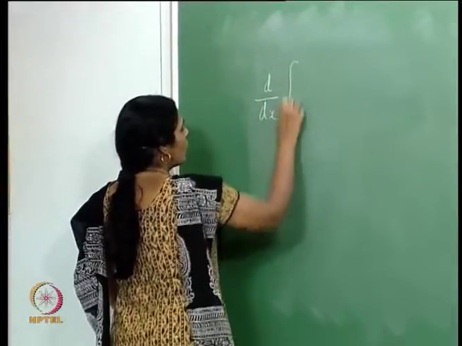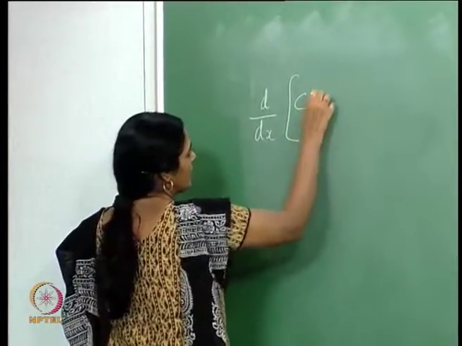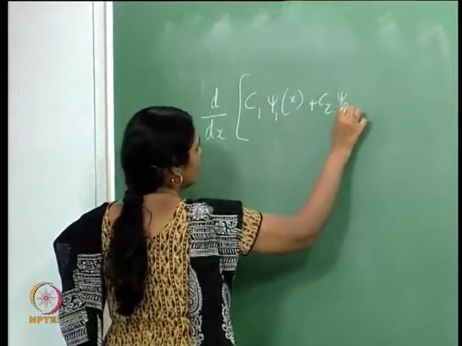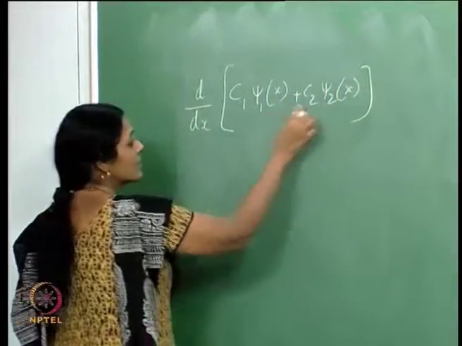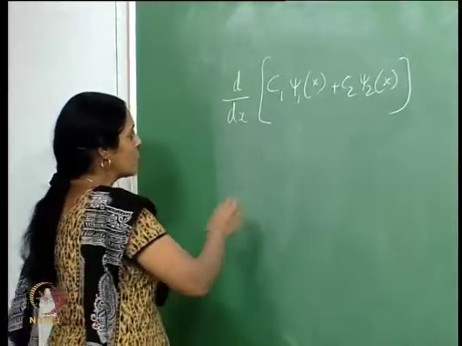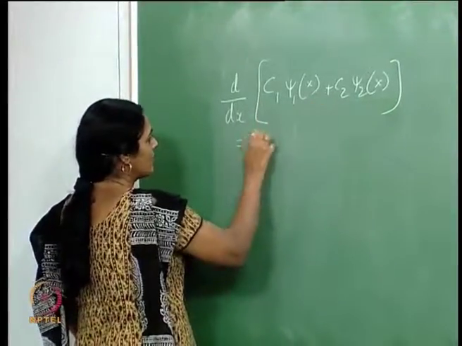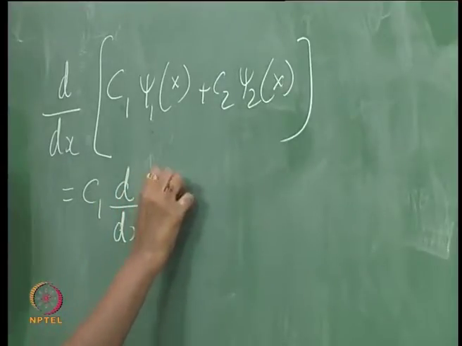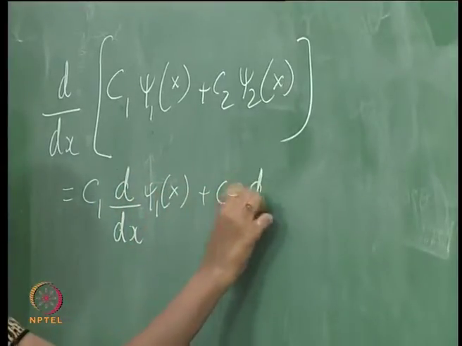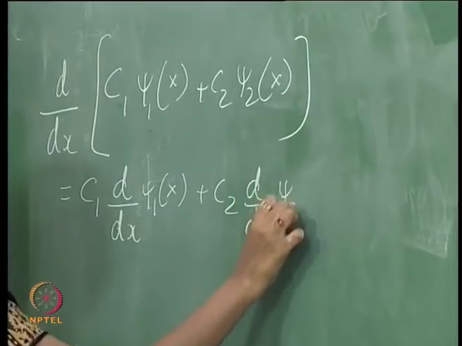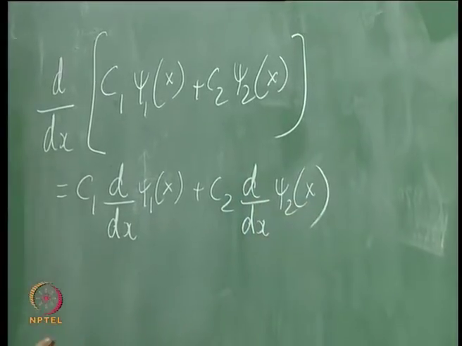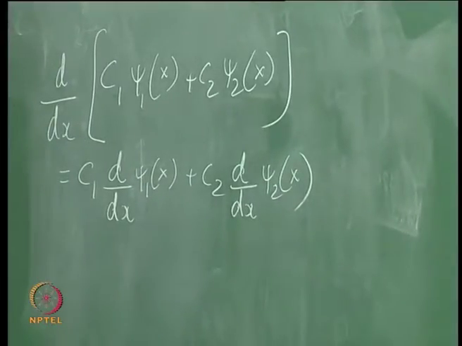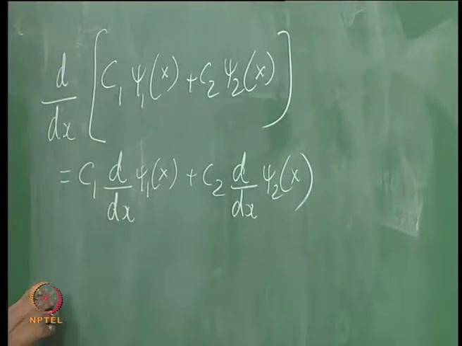Clearly, this is a linear operator, because if it acts on, say, C1 psi 1 of x plus C2 psi 2 of x, where psi 1 of x and psi 2 of x are functions in this space and C1 and C2 are constants, that is just C1 d by dx psi 1 of x plus C2 d by dx psi 2 of x. So, it is a linear operator, and this operator becomes important.